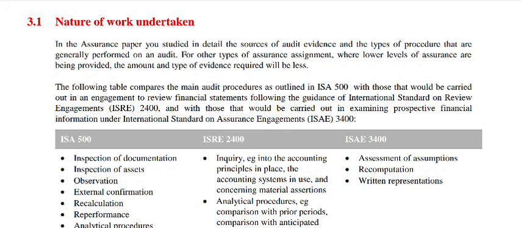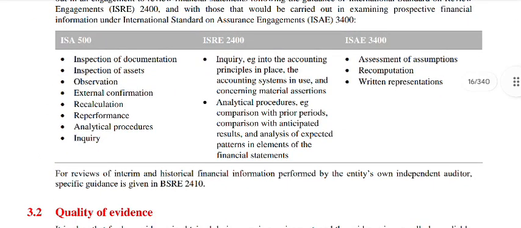2400, and with those that would be carried out in examining prospective financial information under International Standard on Assurance Engagement, or ISAE 3400. ISA 500: inspection of documentation, inspection of assets, observation, external confirmation, recalculation, reperformance, analytical procedures, inquiry.